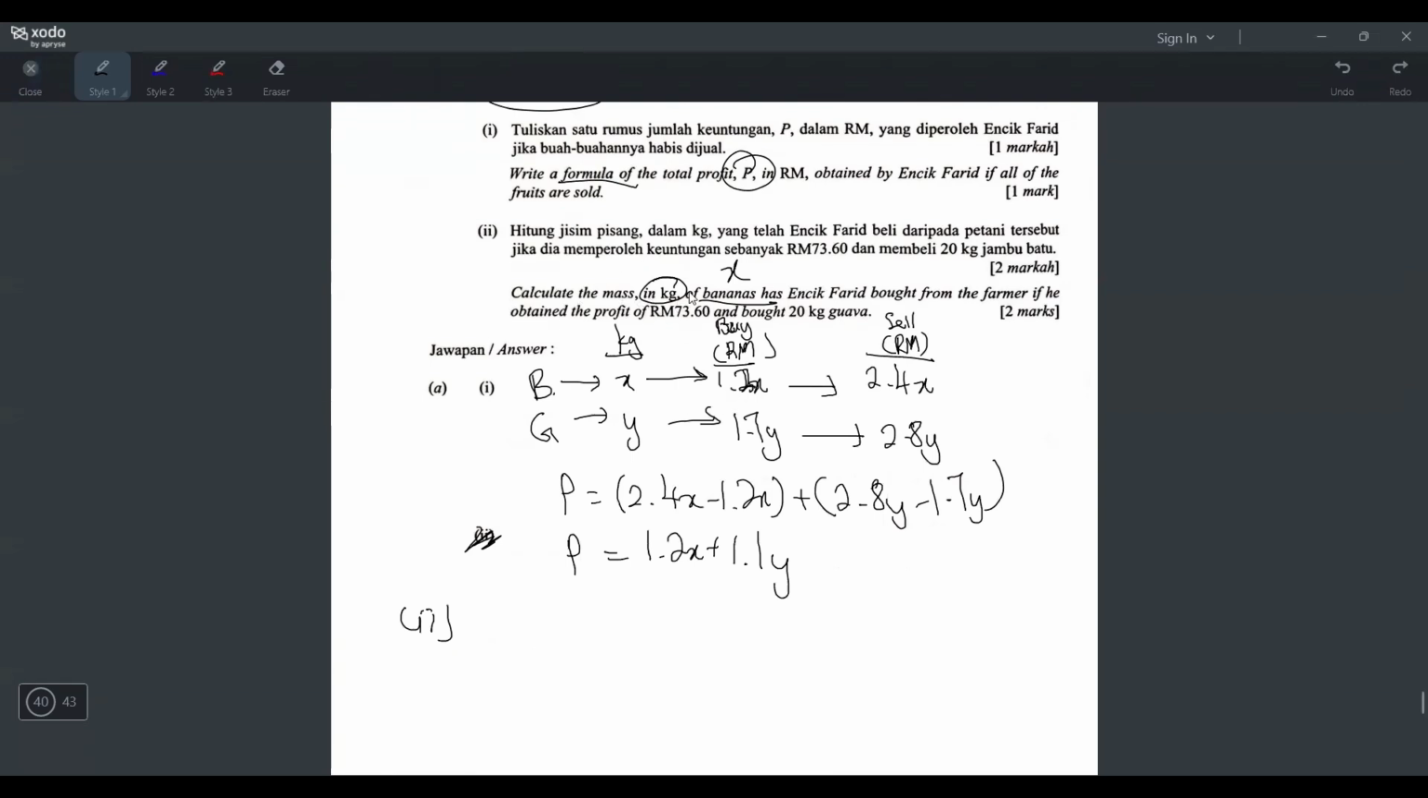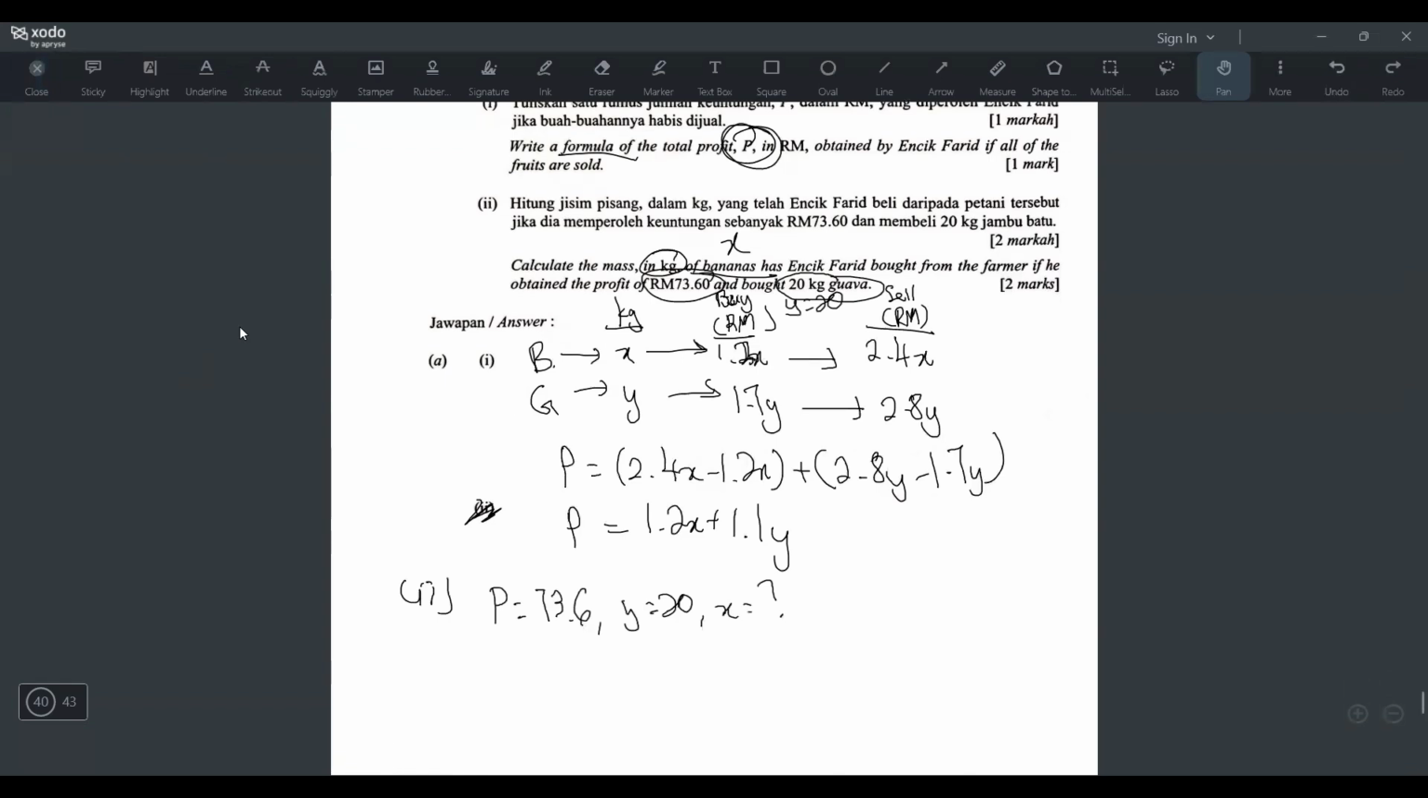Okay, calculate the mass in kg of banana, which is x, that Encik Farid bought from the farmer if he obtained profit 73 ringgit 60 cents and bought 20 kg of guava. So the y is 20 lah. And then the profit, that is the P, right? Do you remember the last question? Baru dia cakap profit, they use P to represent. So they gave us P 73.6 and they also give us Y is 20 and then want to find X.